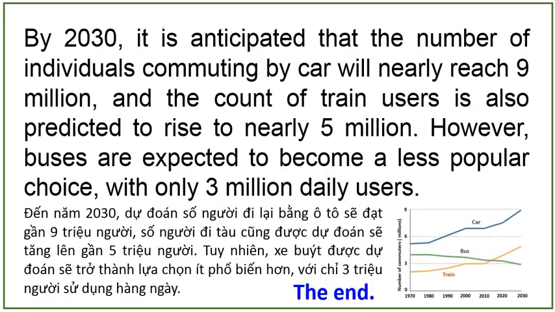By 2030, it is anticipated that the number of individuals commuting by car will nearly reach 9 million, and the count of train users is also predicted to rise to nearly 5 million. However, buses are expected to become a less popular choice, with only 3 million daily users.